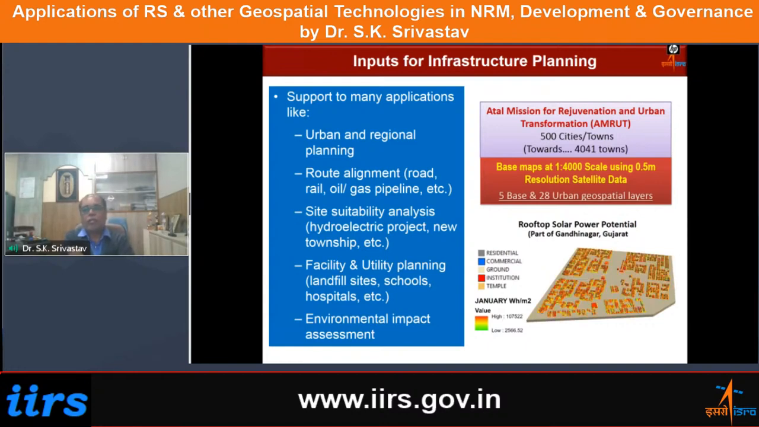Under the Amrut program, in the first phase, for something like 500 cities and towns, maps at 1:4,000 scale are being generated. For that purpose, 50 centimeter resolution images are being taken and interpreted, and the maps are being prepared in GIS data formats. They are being made available to the urban local bodies for further collection of field-based data sets and then use in urban planning. So this is a major program where remote sensing is playing a very significant role.